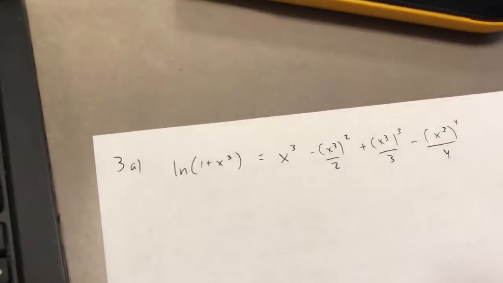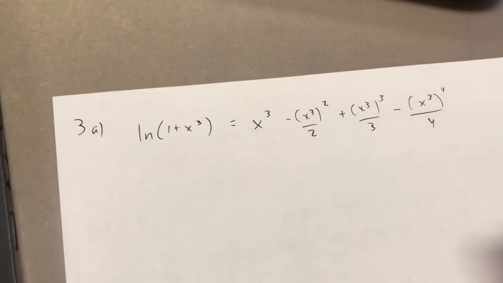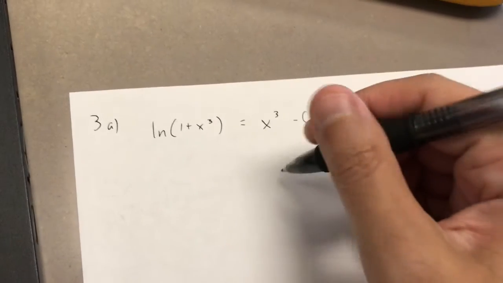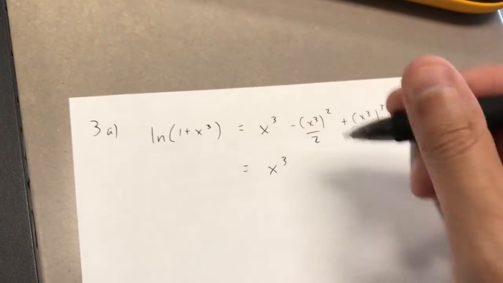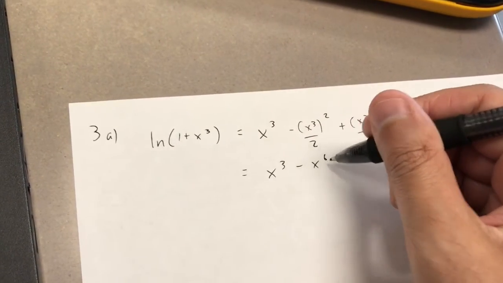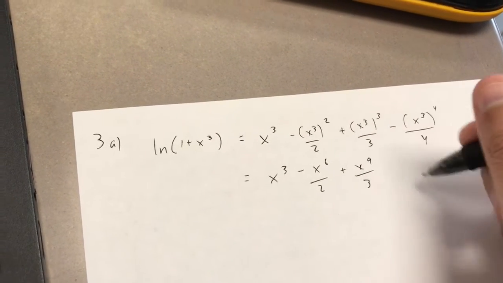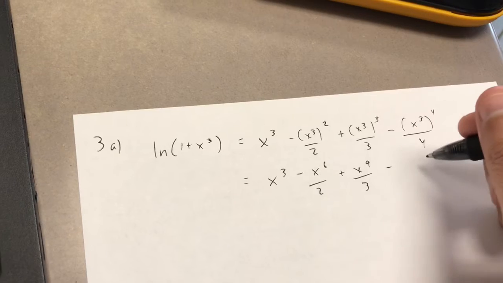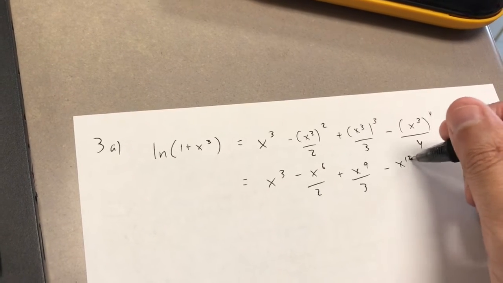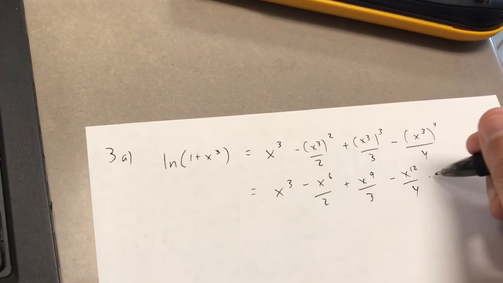You don't have to simplify, but for some of these problems, the simplified version is better to use and sometimes not. So I'm going to go ahead and that's x cubed minus x to the 6th over 2 plus x to the 9th over 3, and then that's going to be minus x to the 12th over 4, okay?